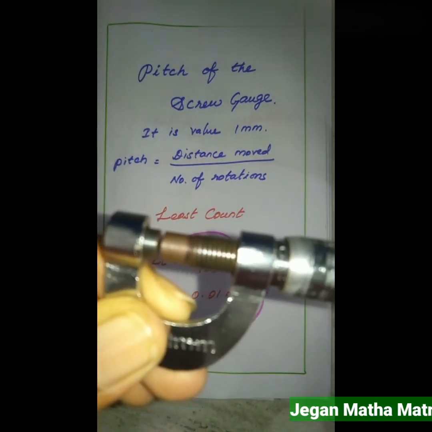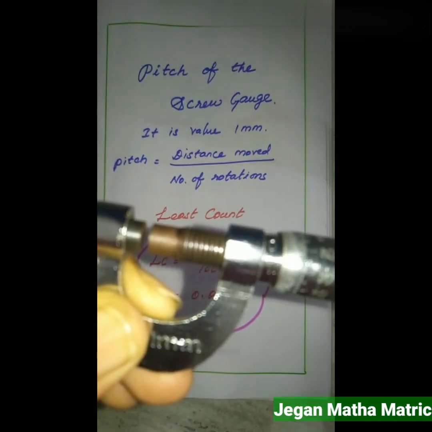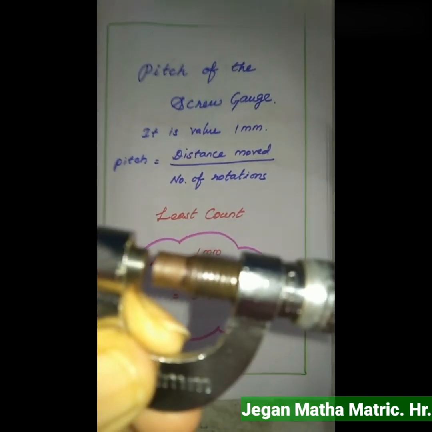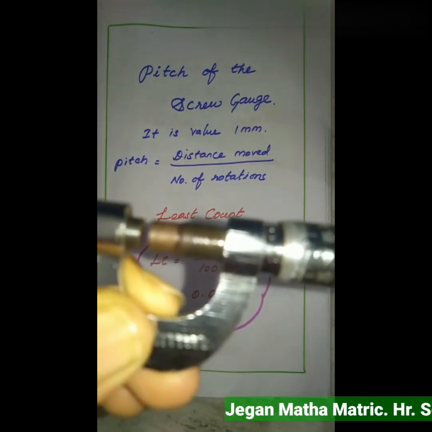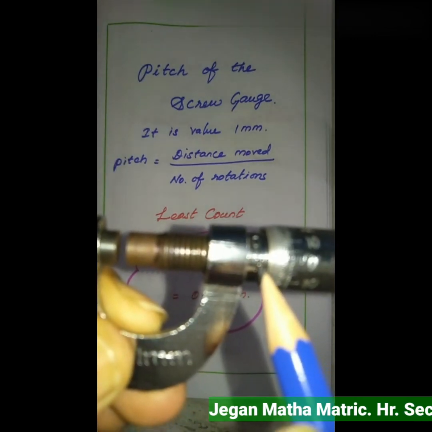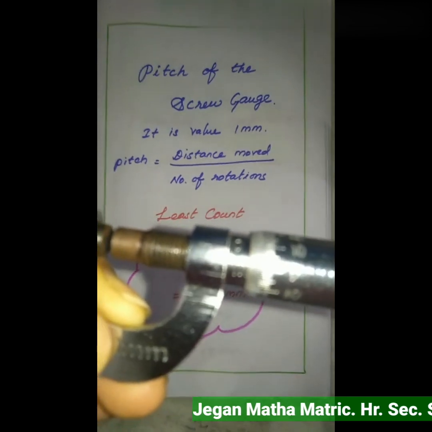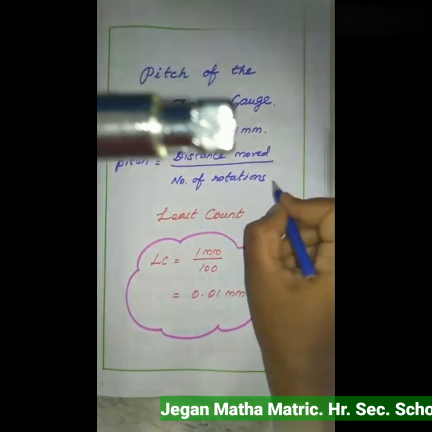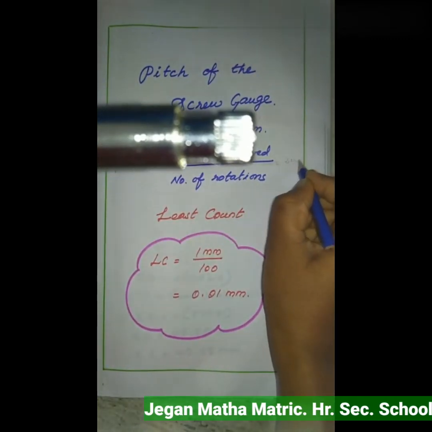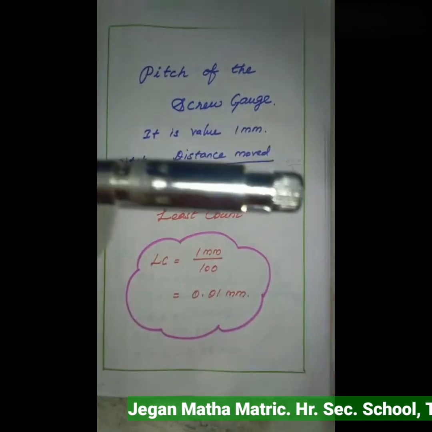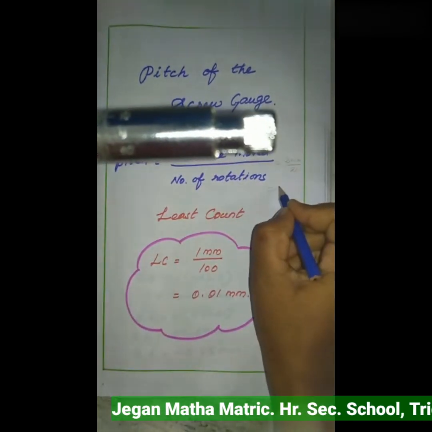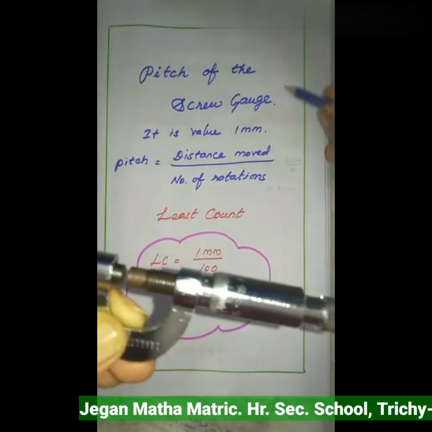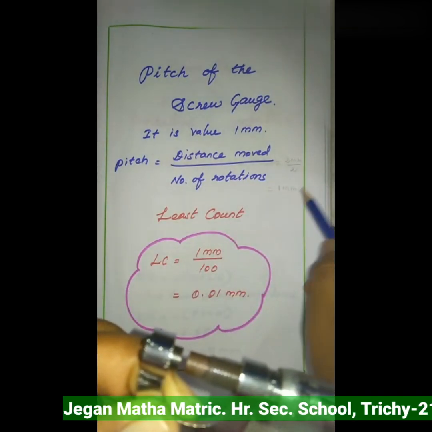Then the next rotation gives the value for 2 millimeter, a complete rotation for the next division. So pitch is equal to 2 millimeter divided by 2 complete rotations, which is equal to 1 millimeter. So the pitch of the screw is equal to 1 millimeter.